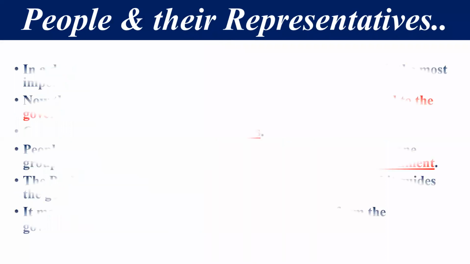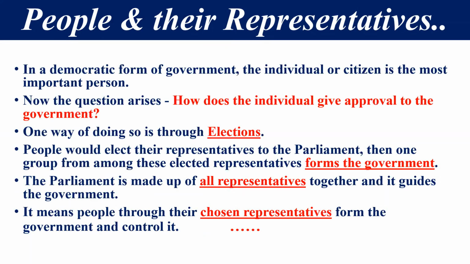Now, people and their representatives, first of all, let's think about it. In a democratic form of government, the individual and the citizen is the most important person because they are the final authority. Now, we have one question here. How does the individual give approval to the government? Question right here. And the answer to this question is, it is only by the election.